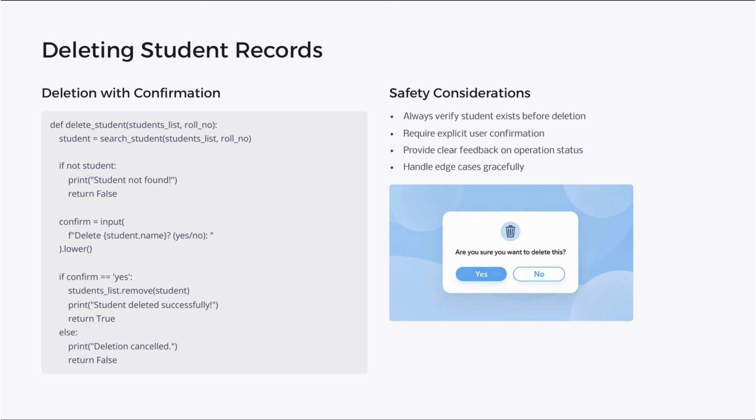To delete a student record, first locate the student using their roll number. Confirm their existence, then prompt for explicit confirmation before proceeding. If confirmed, remove the student from the list and provide feedback. Ensure safety by handling edge cases, like non-existent students, gracefully to maintain data integrity.